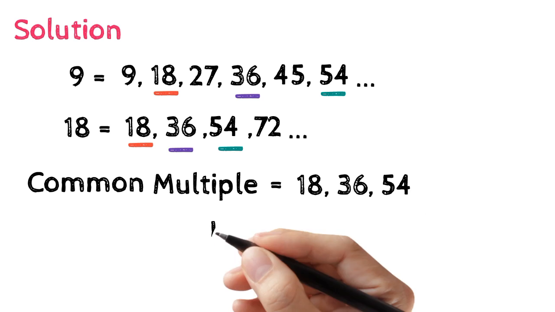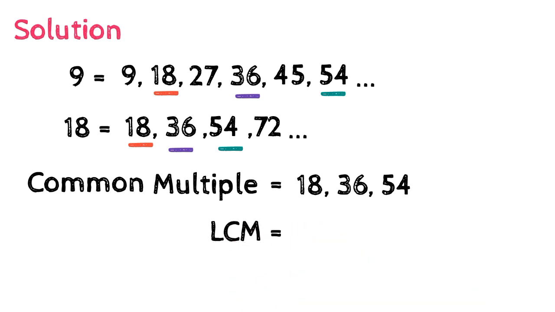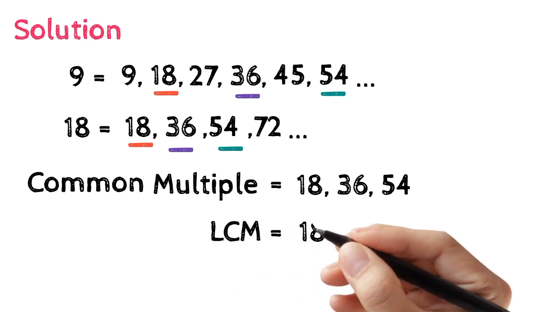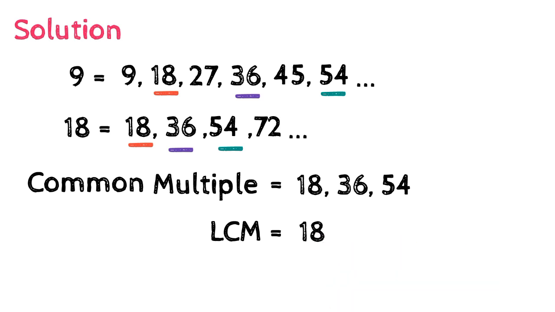Now, the LCM, the lowest common multiple, should be selected there. So the lowest common multiple is 18. Answer.